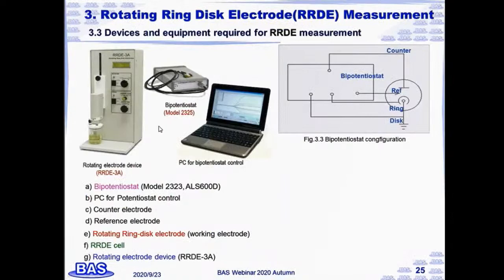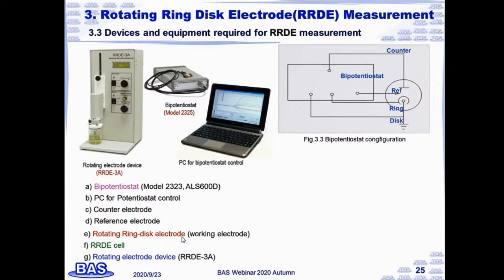These are the essential equipment required for RD measurement. The electrode rotation is controlled by the RD3A rotator. A bi-potentiostat, such as Model 2325, may control the potential of the ring and disk independently by referring to a single reference electrode, and record the ring and the disk current, which fall into the same counter as shown here.